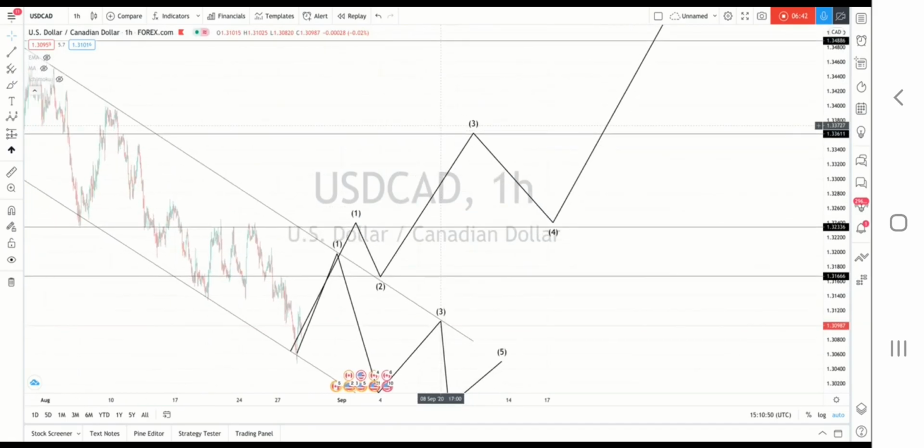All right, guys. So hopefully that makes sense. Practice this pattern over and over again because it will help you find perfect entries.